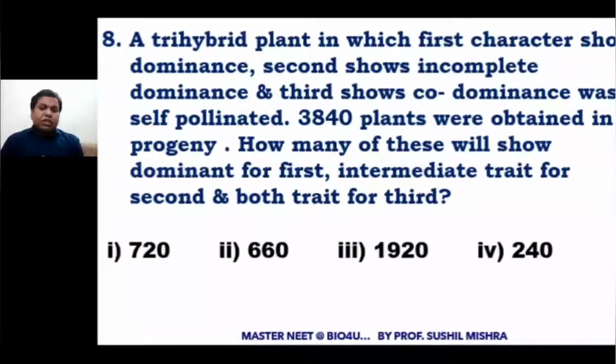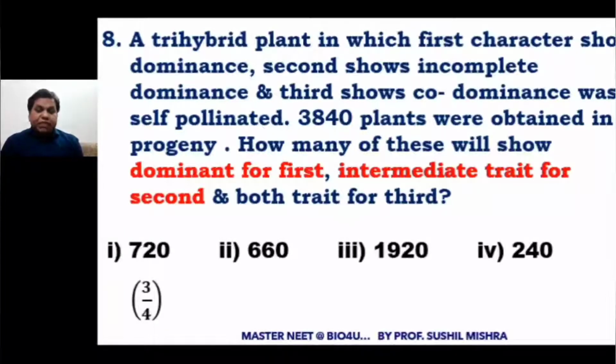Now a total of 3840 plants are obtained in the progeny. How many of these will show dominant for first, intermediate trait for second and both traits for third? Be careful. After reading the question, most students quit it. Go one by one. What are they asking us? Dominant for first. For first, how many dominant are there? Ratio check for the F2 generation is 3 by 4. So I will take 3 by 4. Intermediate trait for second.